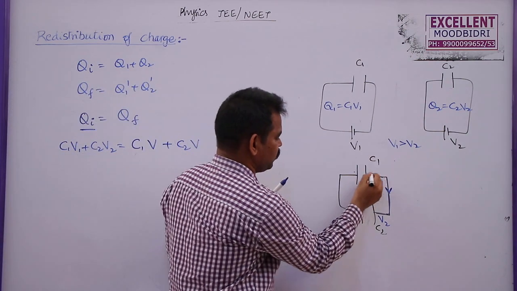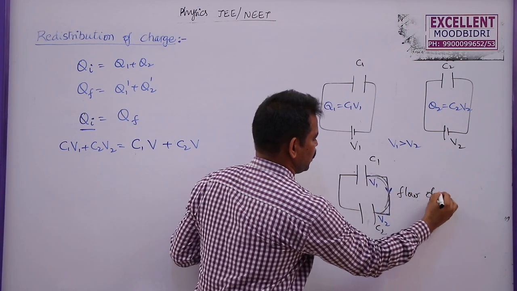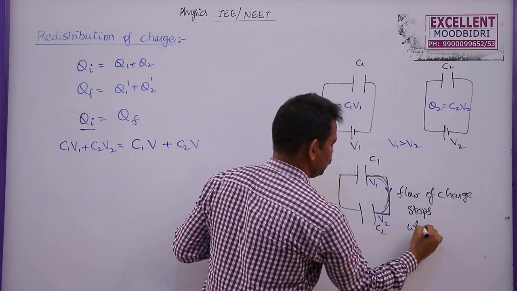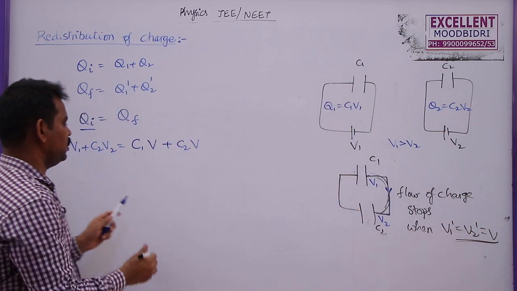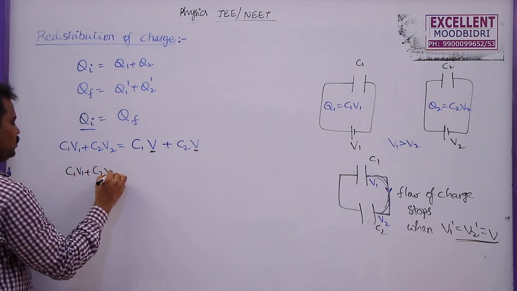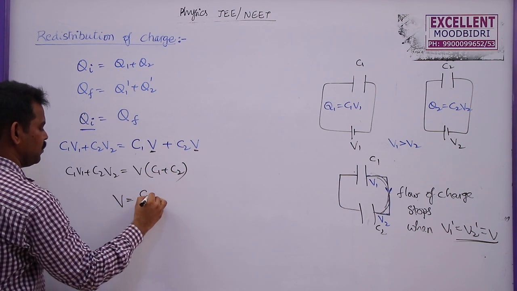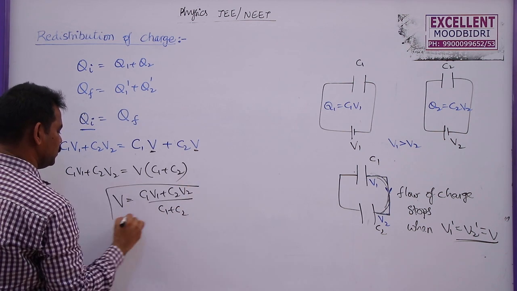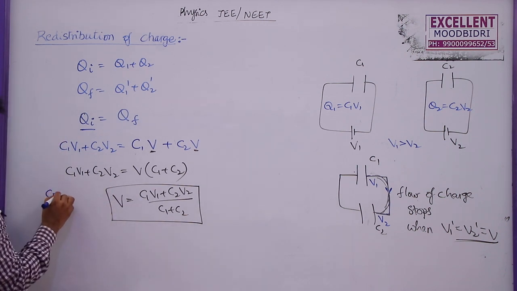Remember, this distribution of charge, or flow of charge, stops when V1 dash is equal to V2 dash, that is the common potential. So let me take the common potential as V and V. So we can write C1V1 plus C2V2 is equal to V common times (C1 plus C2). The common potential acquired after redistribution of charge is given by (C1V1 plus C2V2) by (C1 plus C2). So this is called the common potential.